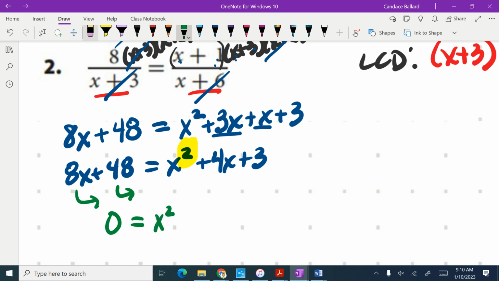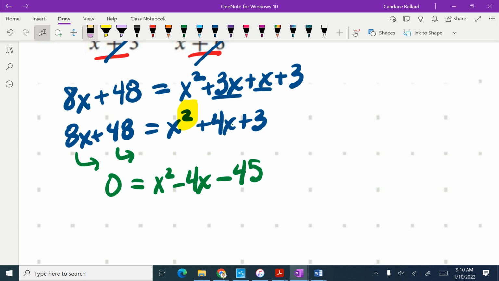So the x squared gets dropped down. How do I move the 8x to the other side? Subtract. So what's 4x minus 8x? Good. All right, how do I move the 48 to the other side? Subtract. So it's 3 minus 48. Negative 45. Okay, perfect.